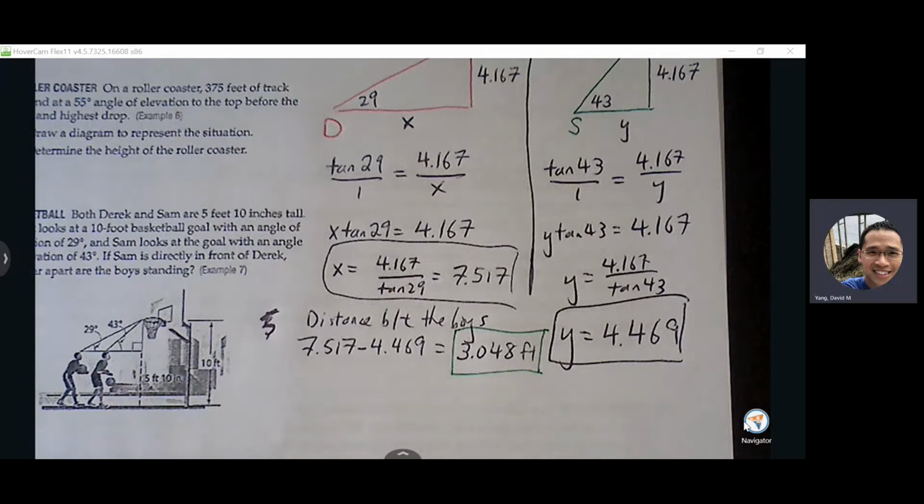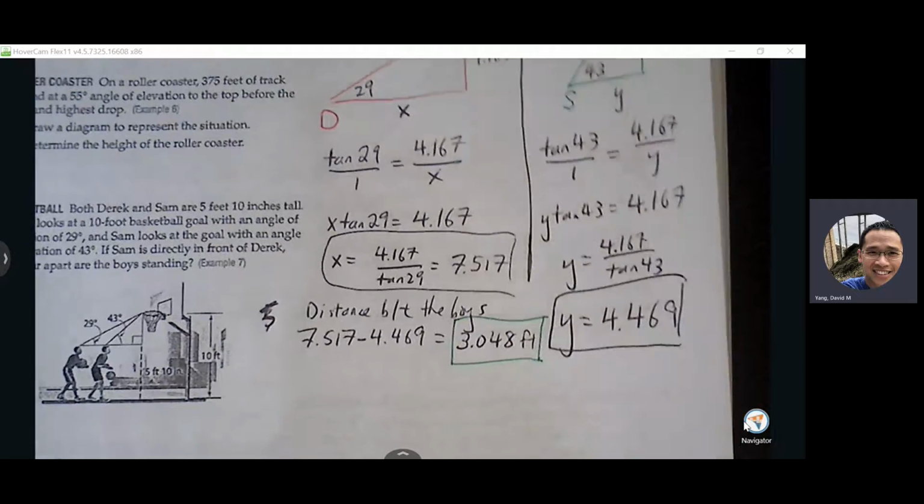Okay, let's do another one with a similar setup where we see a triangle within a triangle. We separate them, we solve each missing side separately, and then we find a way to involve them in finding our answer.